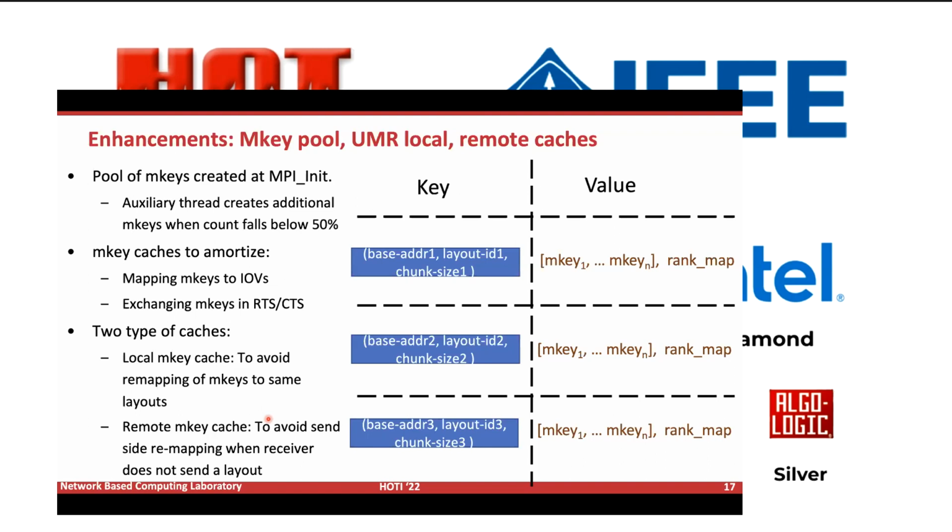It is a two-level cache. At the top level, it's an array which is indexed by the remote rank. And at the second level, you have a hash table. Again, the structure of the hash table is similar to this, where you have the base address, layout IDs, and the chunk size. And the value is the set of M keys. Cache eviction here will happen whenever the DDT handle is destroyed, that is, at the type free time, when the transfer is done. At that time we free the entries in the cache.